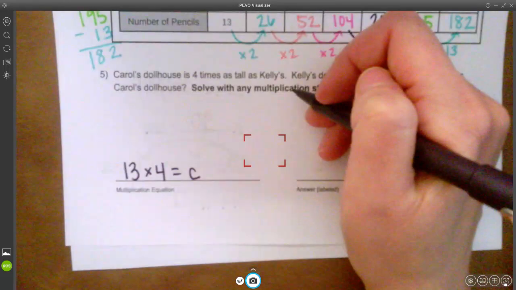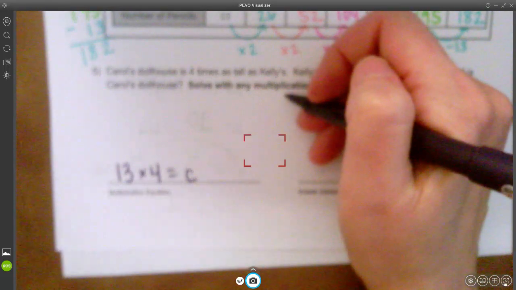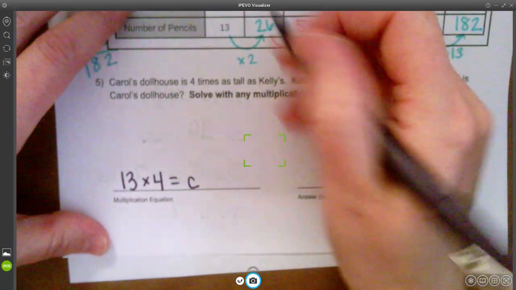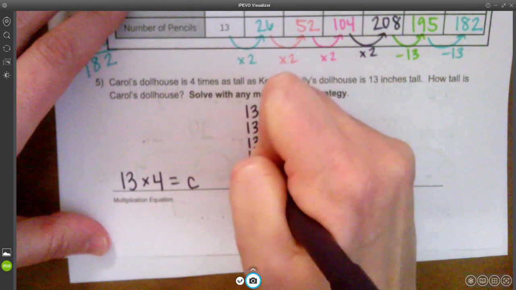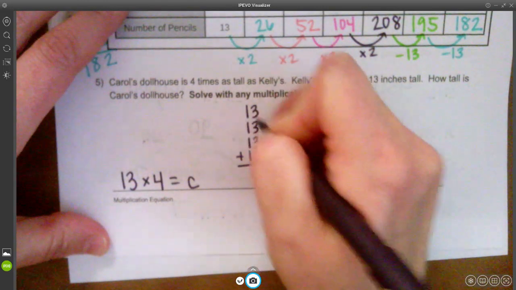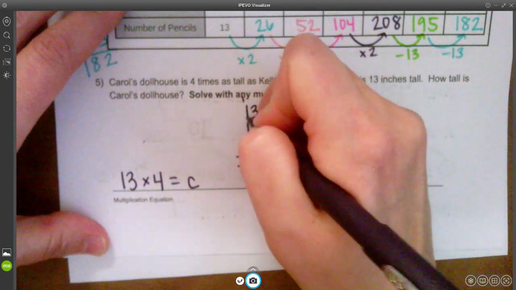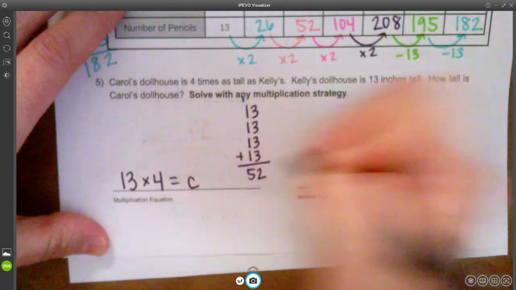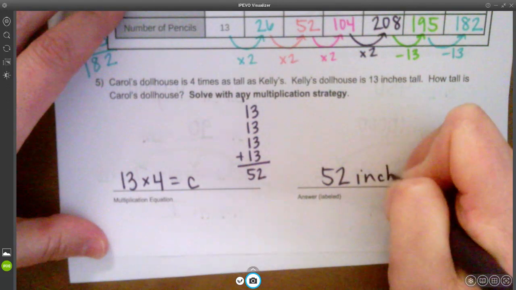But because 4 is such a small number, I think I'm going to do 13 4 times and do repeated addition. All right, 1, 2, 3, 4, 5, 6, 7, 8, 9, 10, 11, 12. 1, 2, 3, 4, 5. For a final answer of 52 inches.